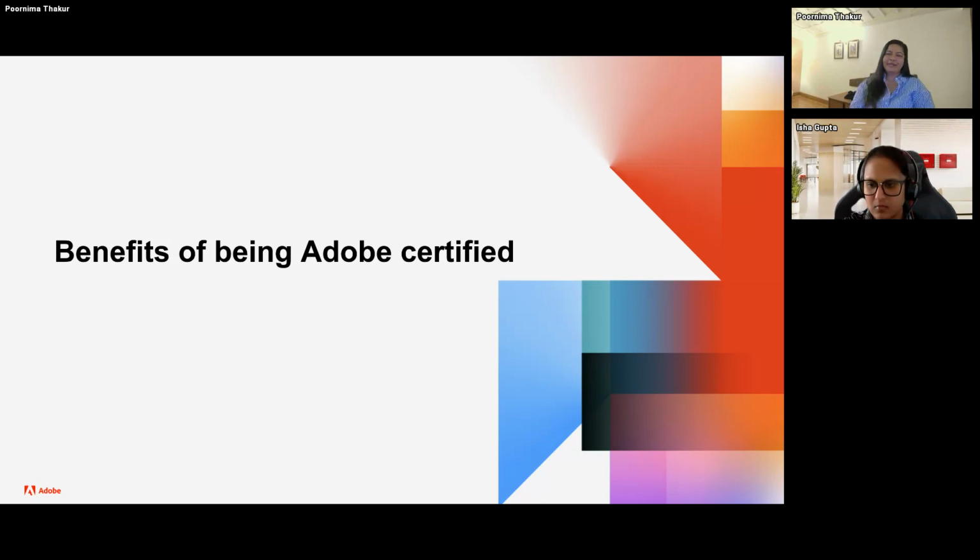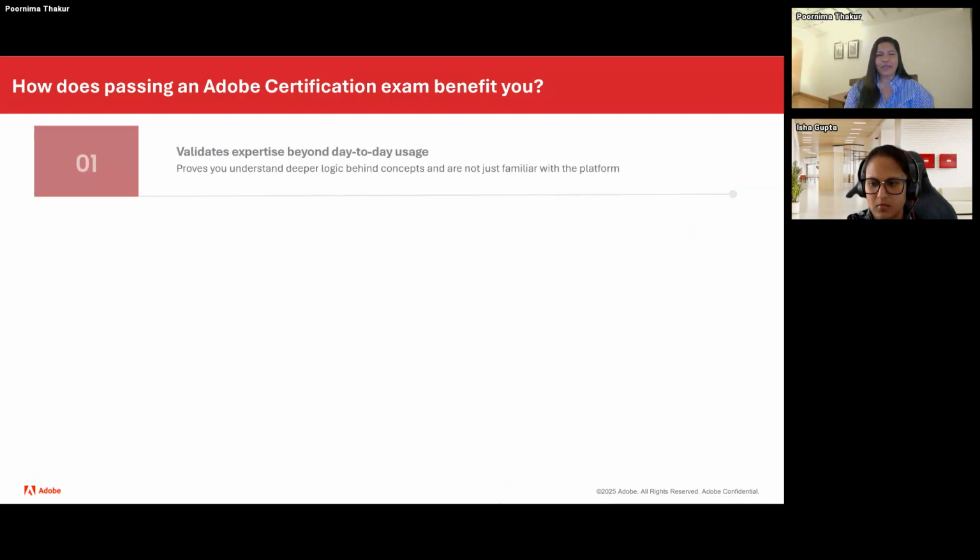Anyway, so let's start with the benefits of being Adobe certified. What does it bring you? So the very first thing is obviously it validates your expertise, but there are two aspects to it. The kind of work that you do day to day in your company, you might be just working on Adobe Workspace, you might just be working on the implementation aspect, or maybe only handling data warehouse queries. But when you take the certification exam, it validates your expertise beyond that, and it gives you a whole deeper level of confidence about the tool, not just one aspect where you work continuously.